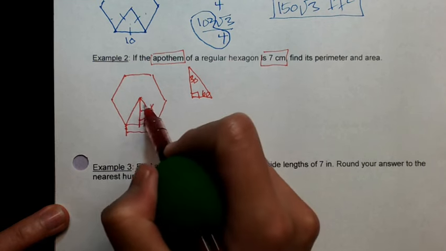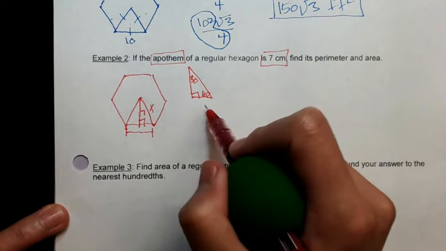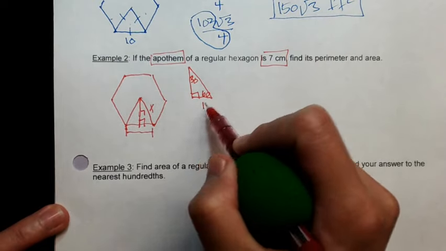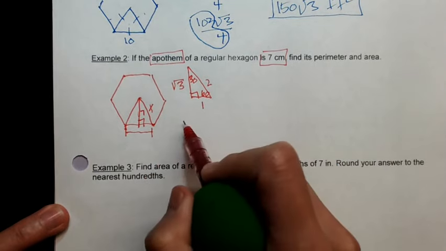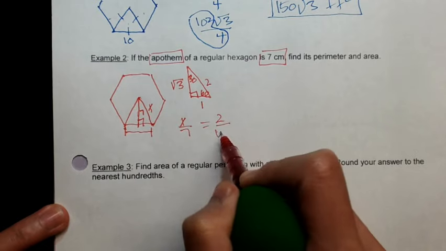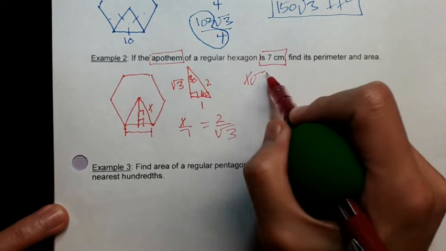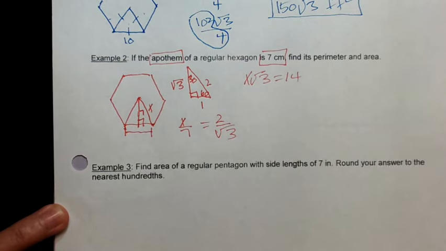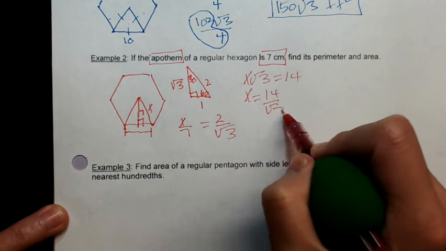The central angle is 60. Half of that is 30. 30, 60, 90. And if you recall the ratio, it was 1, radical 3, and 2. So let's go ahead and do, what do I need? 2, what do I know? And then I have x root 3 is equal to 14. From there I have x equals 14 over root 3.